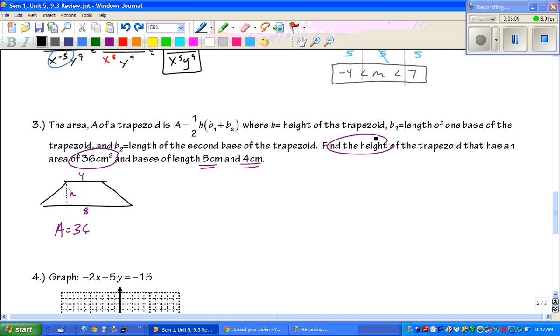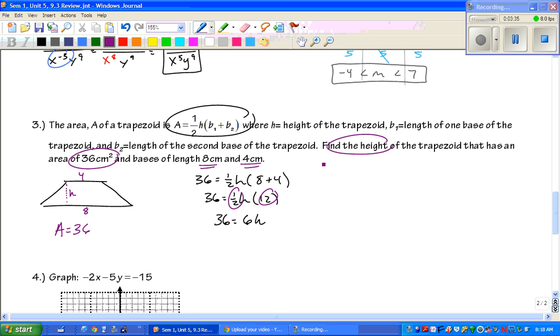Okay? All right, so we know our formula. Let's just start plugging in. So 36 equals 1/2 height, 8 plus 4. 8 plus 4 is 12. And remember that we multiply those two. Half of 12 is 6. And then divide both sides by 6. H equals 6, and do not forget the label. We're talking about centimeters.